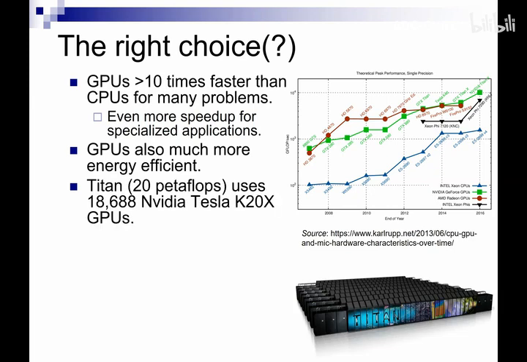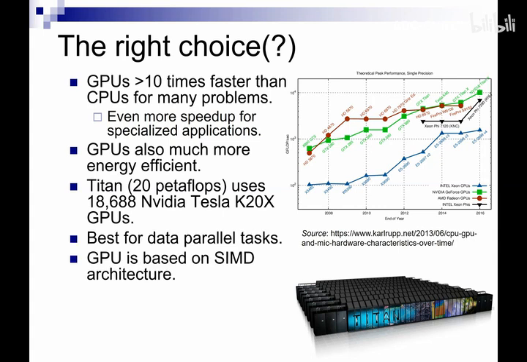Because of this, there are many supercomputers that use many GPUs. This Titan supercomputer over here has a lot of CPUs, but it also has about 20,000 GPU cards, and these GPUs actually provide most of the computational power of this supercomputer. But again, these GPUs are limited in the types of tasks that they're optimized for. GPUs work best for what are called data parallel tasks, which I'll show you.